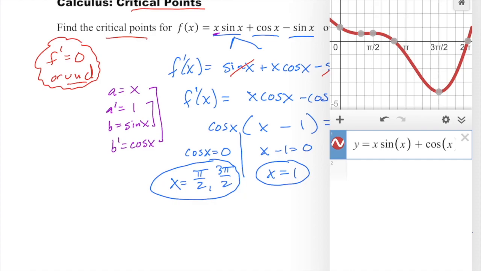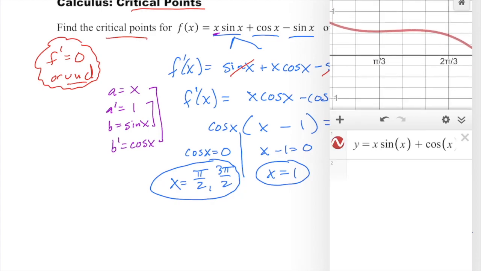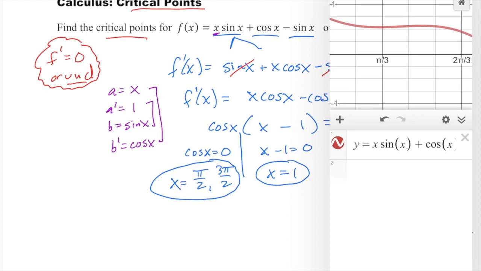So you can see definitely right at 3 pi over 2, there's one, and it happens to be a relative minimum on the graph. And you can see at pi over 2, there's a point, and at 1, there's also a point. It doesn't really look like there's much happening between those 2 points, so I'm just going to zoom in and take a good look at what's going on there. And if you really, really look, you can see that at 1, there is a really muted sort of relative minimum.